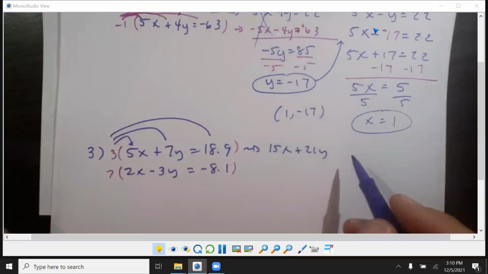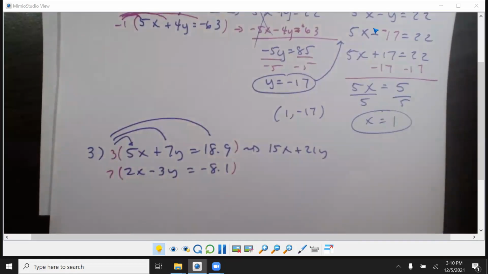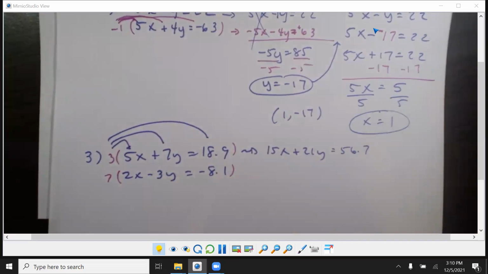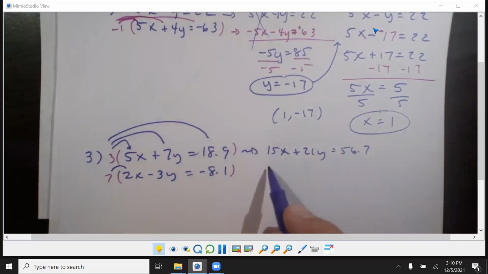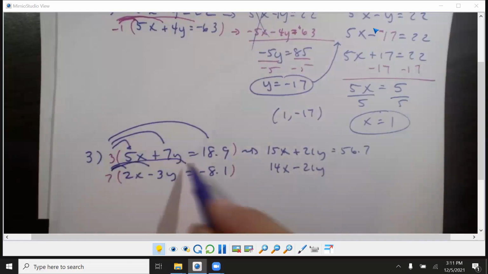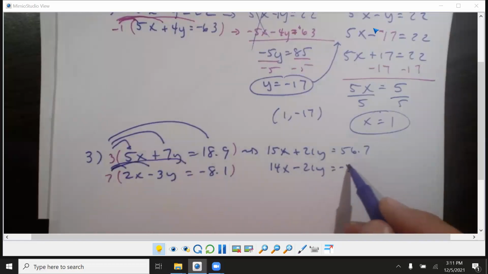3 times 18.9, and I'm going to get my calculator just so I don't make a mistake here. 18.9 times 3. And that gives me 56.7. All right, let's make this x a little bit prettier. At the bottom, 2 times 7 is 14x. 2 times -3 is a -21y. And 7 times a negative, that's going to equal a -56.7.